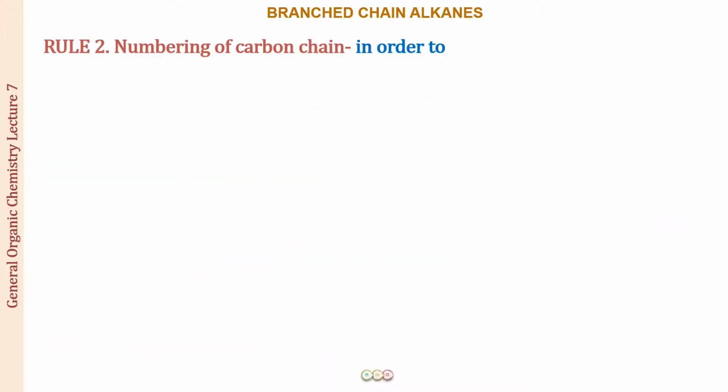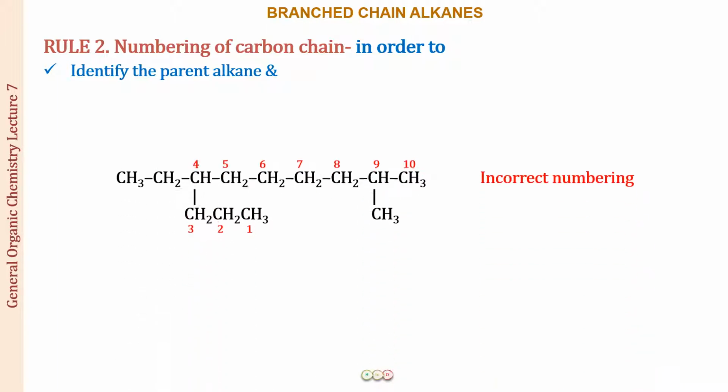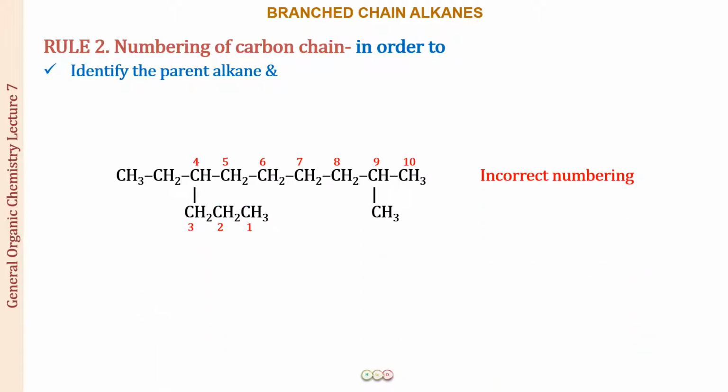Now we move on to the second rule. Now when we are going to number the carbon chain, first of all we have to identify the parent chain, which we have done in the last rule, right? Now what is going to happen? Let us see another thing. This is the same molecule that we were discussing in the previous slide. So this is how we had numbered, and there I had written that this is a correct numbering, and now I have put it as an incorrect numbering. Why is it so? Well, let us understand this.